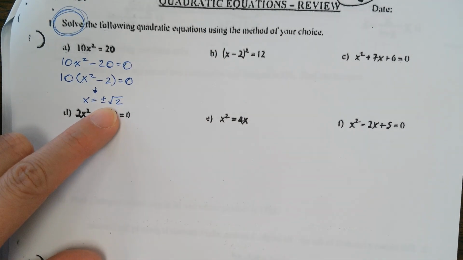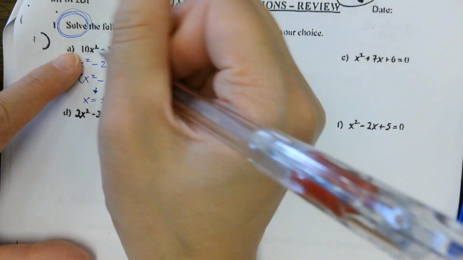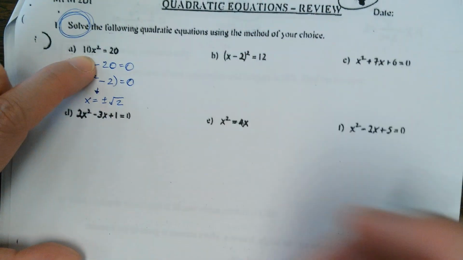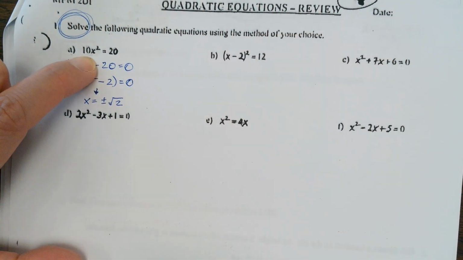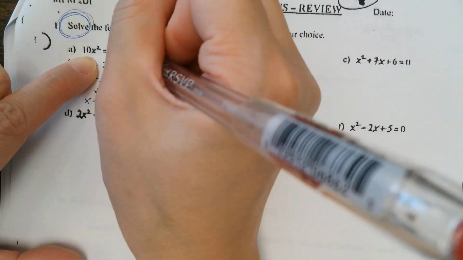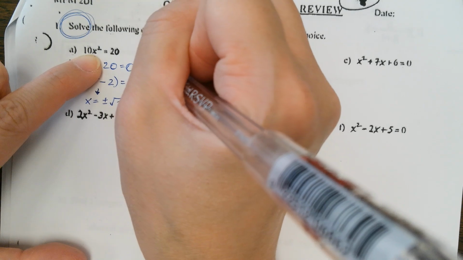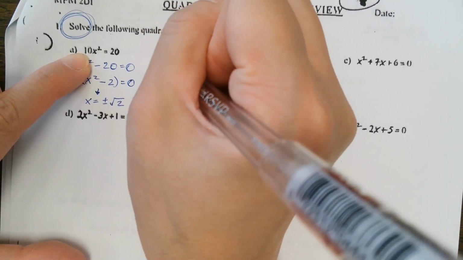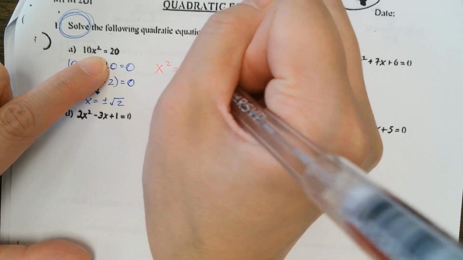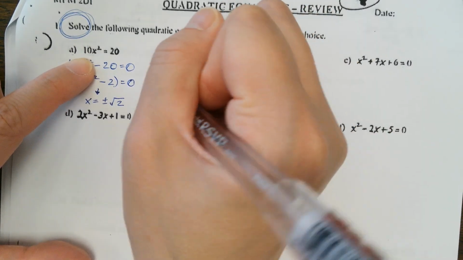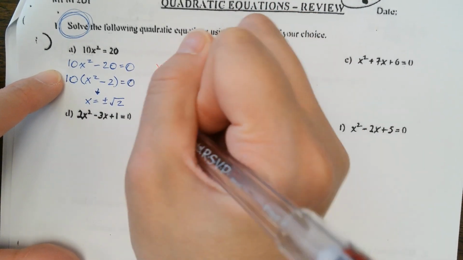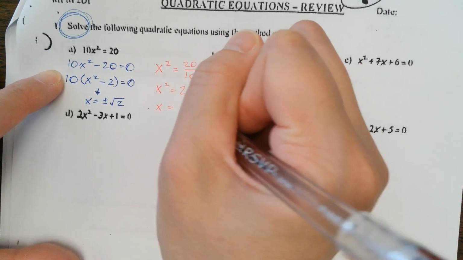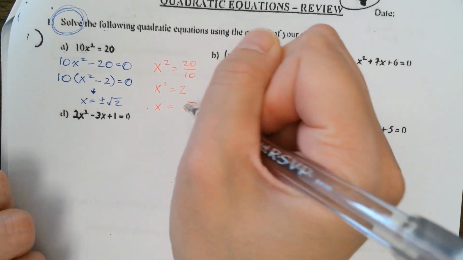All right, so you could solve it this way, or since there's just an x squared, there's no other x term, you could have just done 10x squared equals 20, divide the 10 over to the other side. So x squared equals 20 divided by 10. So x squared equals 2, and then square root it, you get root 2.